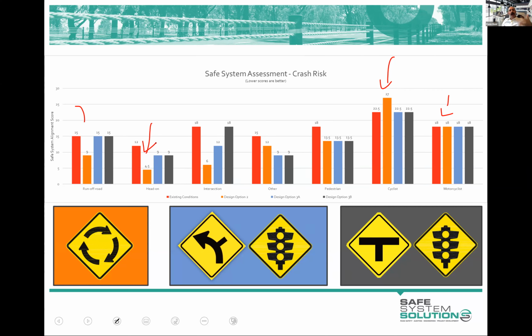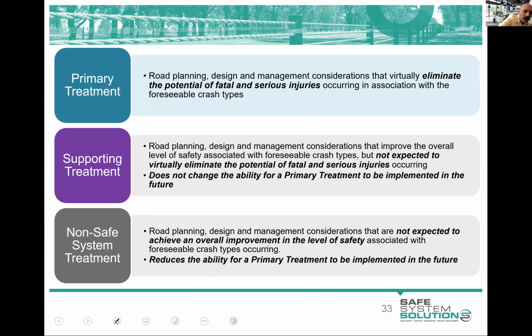And when you come up with ideas, you need to categorize these ideas into primary or supporting. I'll put a dotted line down here because what we've got down here is things we call non-safe system. It's really only there for terminology. You wouldn't recommend anything that is non-safe system in a safe system assessment. It's there for terminology. So what we do is we say, okay, here are some ideas how you could alter that roundabout, maybe.